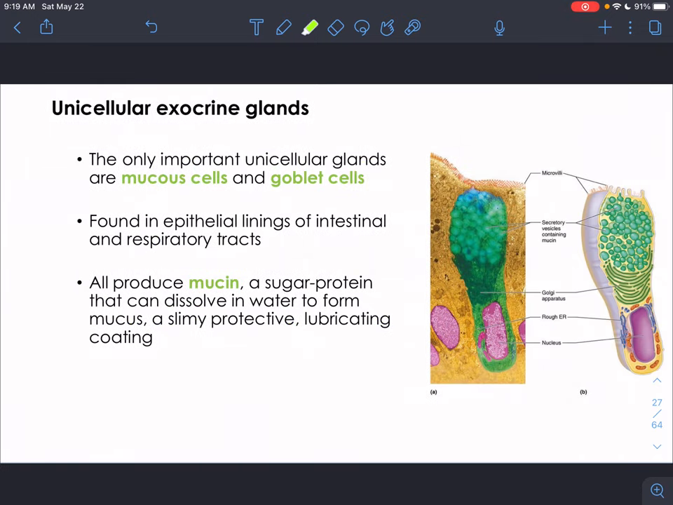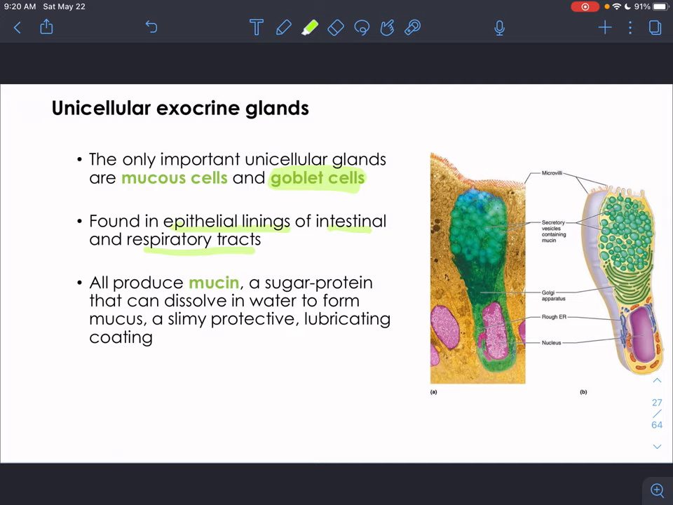So I'll show you what that means. So a unicellular gland, the only one that we're really going to talk about are the mucus cells. Those are the goblet cells. They're found in the epithelial lining of intestinal and respiratory tract, and they're producing mucus to help lubricate substances moving through. So our respiratory tract is kind of keeping it moist. Our intestinal tract, we have food and stuff moving through.